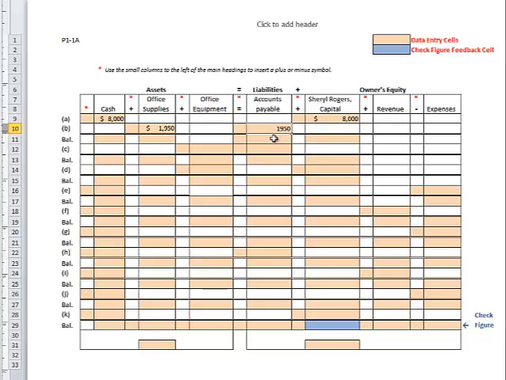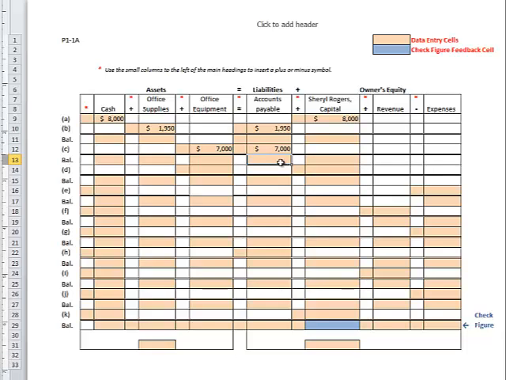In C, Cheryl purchased office equipment on credit for $7,000. That's a very similar transaction. She now has office equipment that is going up by $7,000, and she also purchased this office equipment on credit. So her accounts payable, or what she owes, is going up by $7,000 as well.